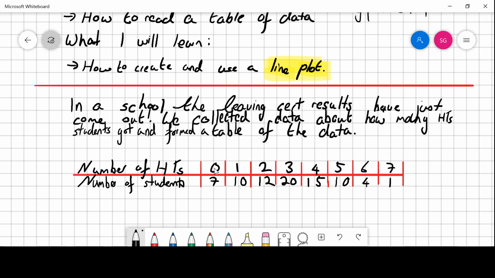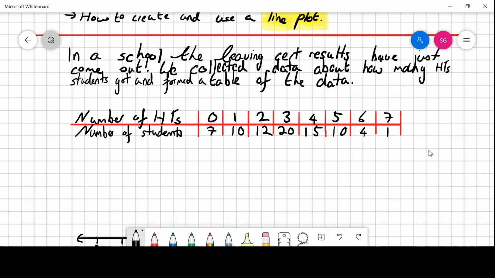So 7 students got 0 H1s. 10 students in this class got 1 H1. 12 got 2 H1s. 20 got 3 H1s. 15 students got 4 H1s. That would be really, really good. 10 students got 5 H1s. So we know this is a really good school if that's happening. 4 got 6 H1s, and finally, one of the students got 7 H1s.